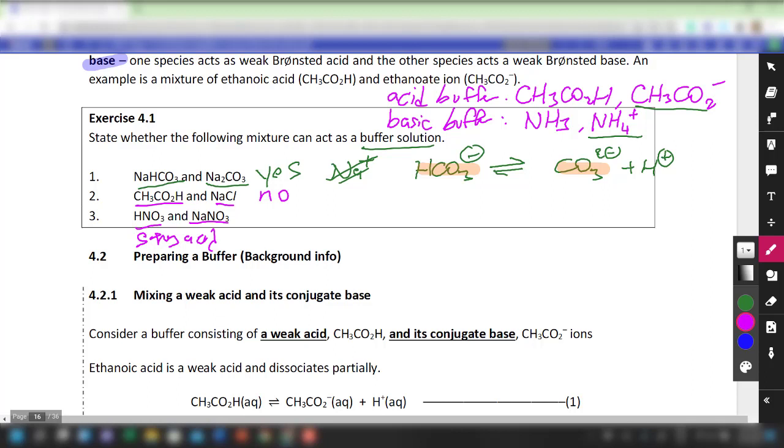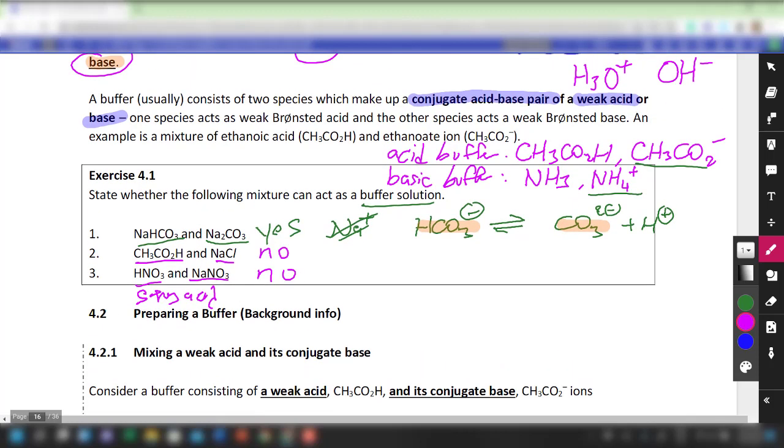So in that case, nitric acid and sodium nitrate will not make up a buffer solution. So the answer will be no. Remember that for a buffer solution, the acid and its corresponding salt, as well as for a basic buffer, the base and its corresponding salt, their combination must be a weak acid and a weak conjugate base. And for the basic buffer, a weak base and a weak conjugate acid.